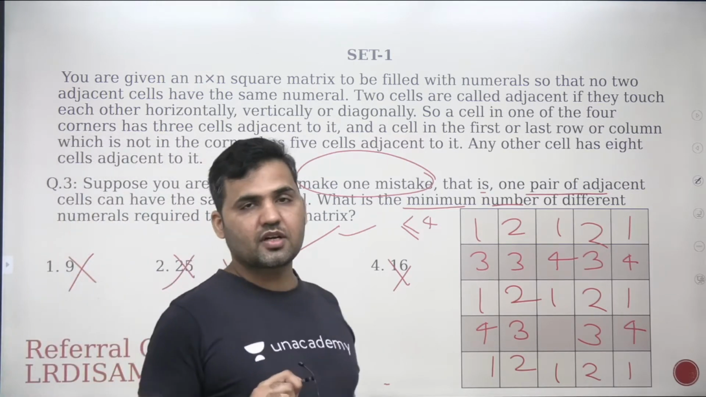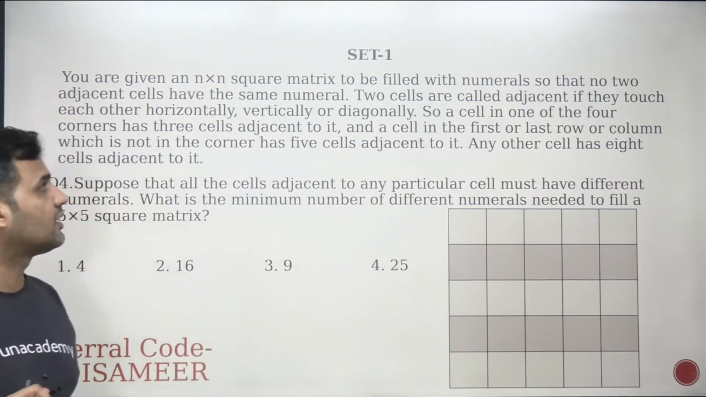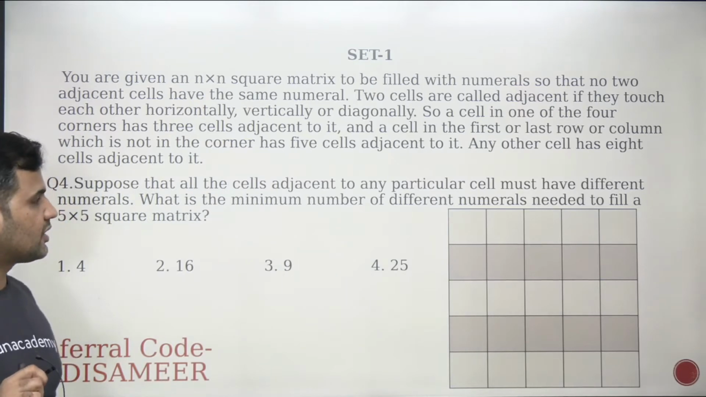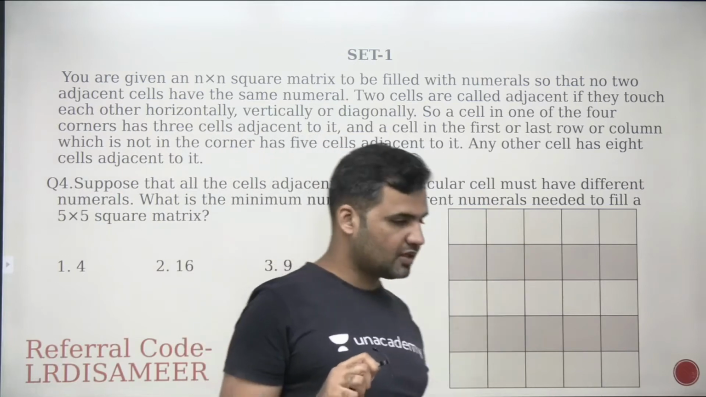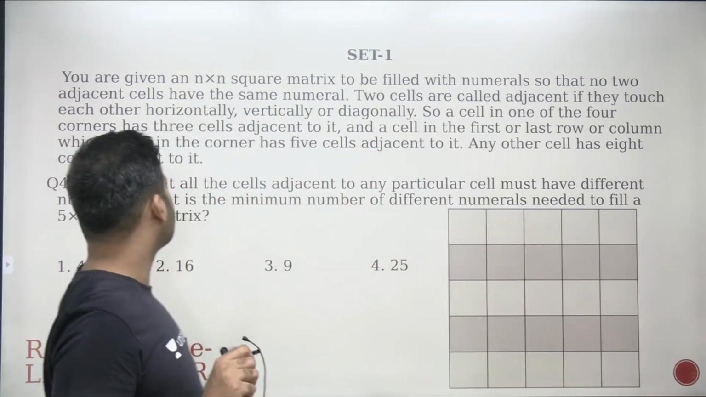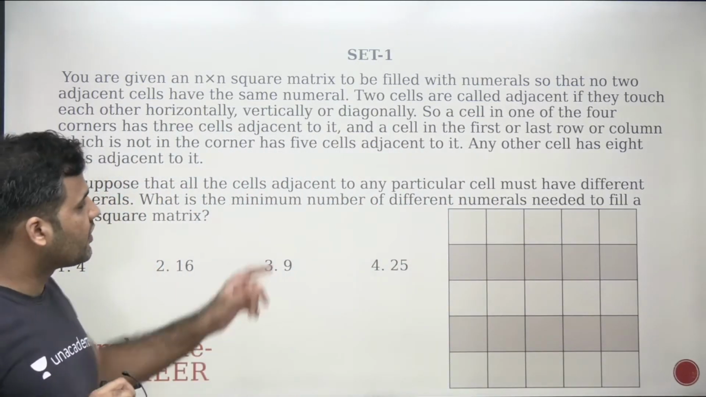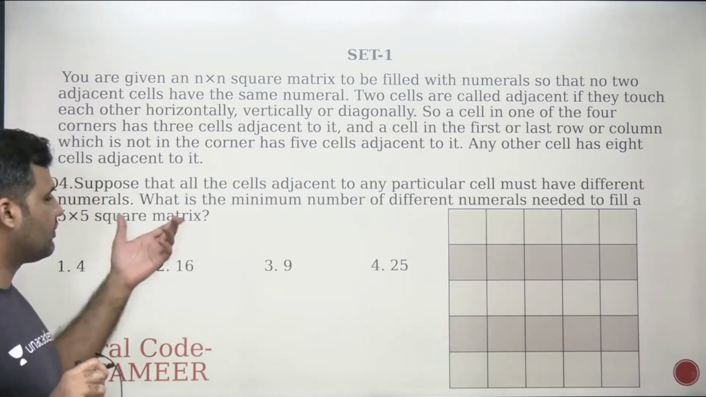A very easy question, right? This is the last question of the set of n into n square matrix CAT 2018. The question says, suppose that all the cells adjacent to any particular cell must have different numerals. What is the minimum number of different numerals needed to fill a 5 into 5 square matrix?